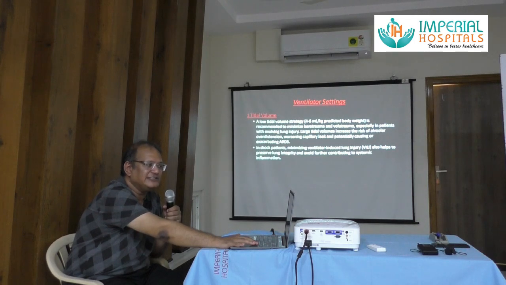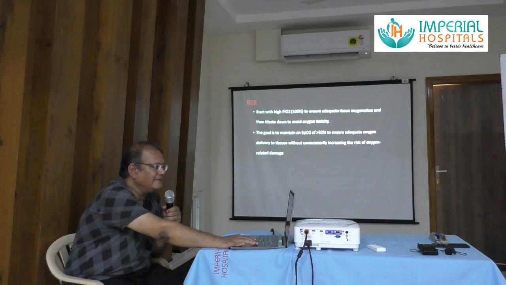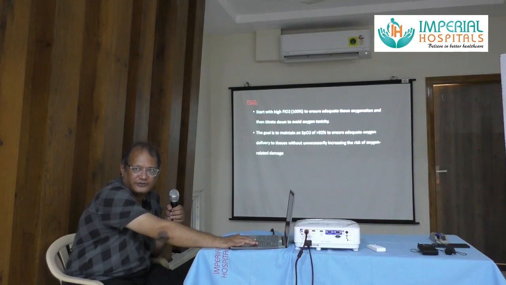So tidal volume settings in shock patients, right? 4 to 6 milliliters per kilogram of predicted body weight. Minimizing tidal volume also helps to preserve lung integrity and avoid further contributing to systemic inflammation. FiO2, for these patients we start with an FiO2 of 100%, because, again, in shock decreased perfusion and decreased tissue oxygenation is one of the main worries, right? So we start with 100% and reduce it.